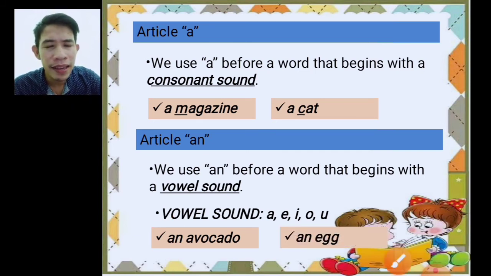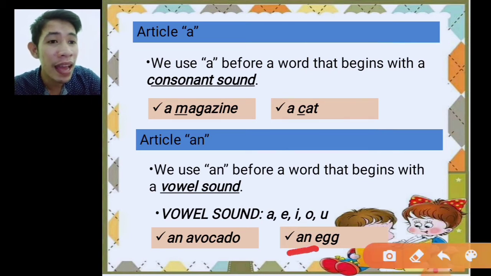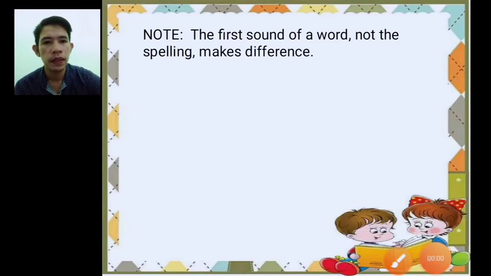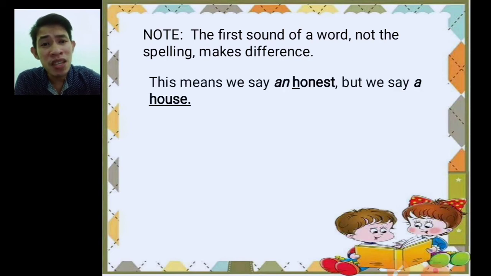Next, an egg. Same thing. The first letter of the word egg is e, and it's a vowel sound, so we need to use an. Take note that the first sound of a word, not the spelling, makes the difference. What does it mean then? This means we say an honest, but we say a house.